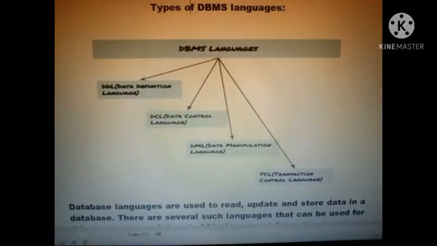Today we are going to discuss types of database languages. There are 4 types of database languages. First one is data definition language, data manipulation language, data control language, and transaction control language. All these 4 commands are used to transact the data in the database.